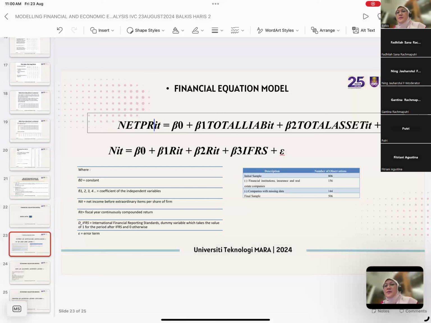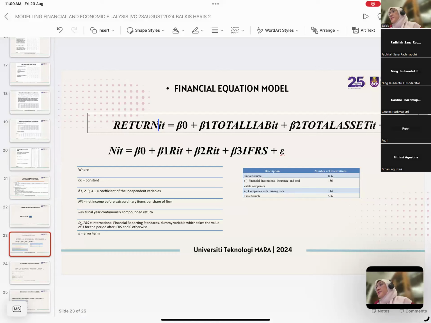This is another example of financial data. We call it return. Return for the company. When you have shares and you want to know whether the shares that you own have a positive return or not, then you will calculate today's price minus yesterday's price, and that is known as return.